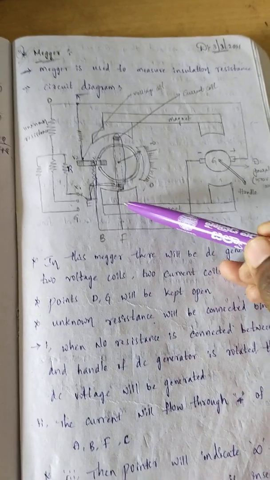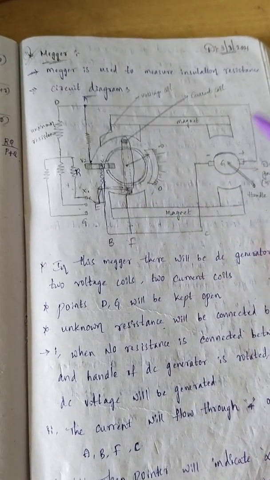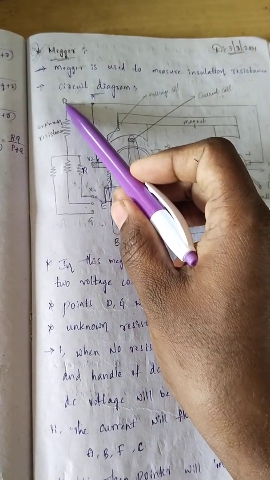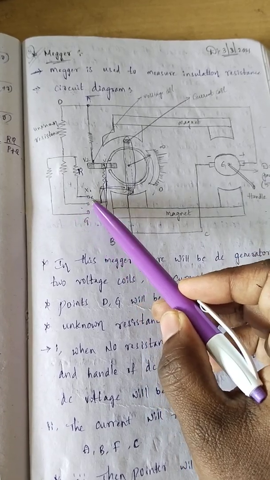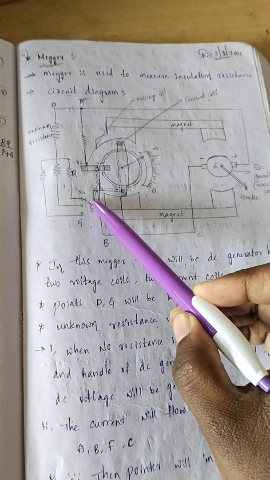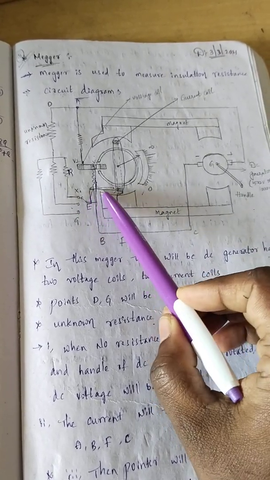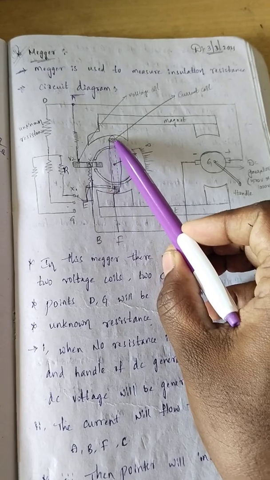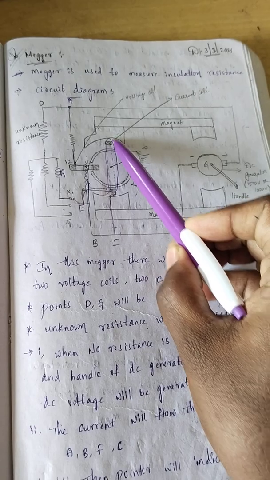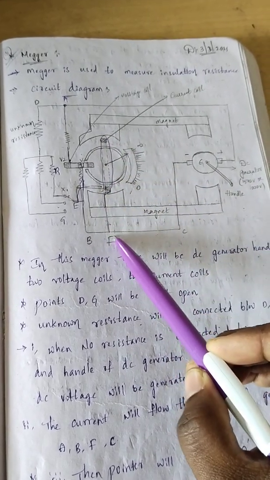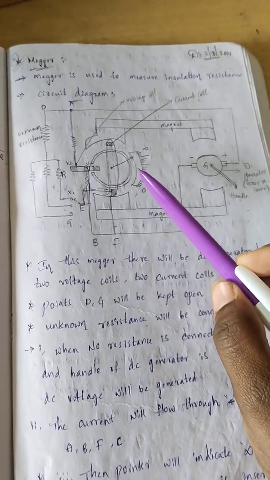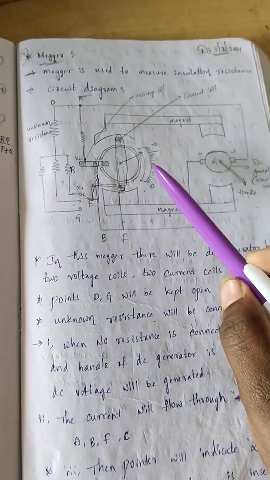And the other path which we have here is what? The current will flow from plus, come to A, and it will come to this D and flow to this unknown resistance and come to E. After E it will flow through this current coil. This is called a current coil. Then it will return, come to F, then C, and to negative, and complete its path. So there are two paths for the flow of current.